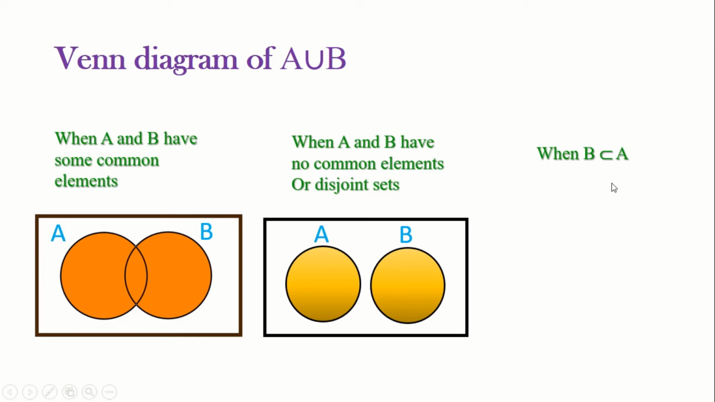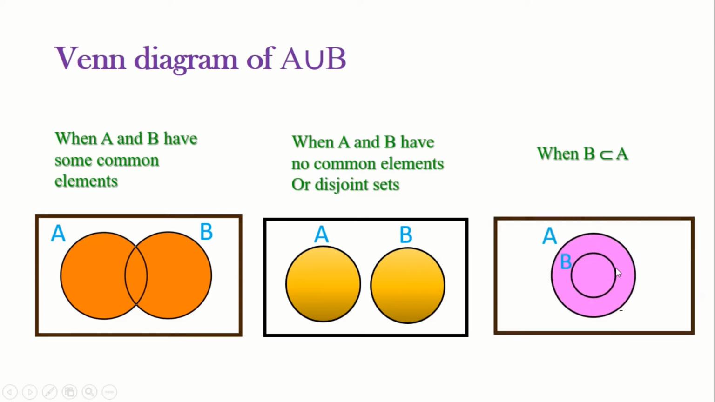When B is a subset of A, here the small circle represents the set B and the big circle represents the set A. Then this pink color portion represents the set A ∪ B. If B is a subset of A, then A ∪ B is nothing but the set A itself, which is one of the properties of union.